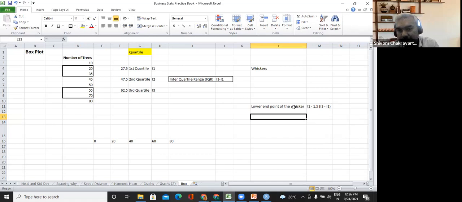Okay, so this is the lower end and upper end of the whisker. As you can guess, it will be something corresponding, a similar formula.